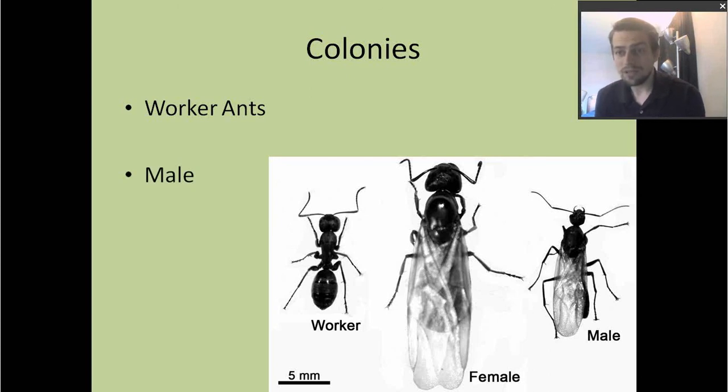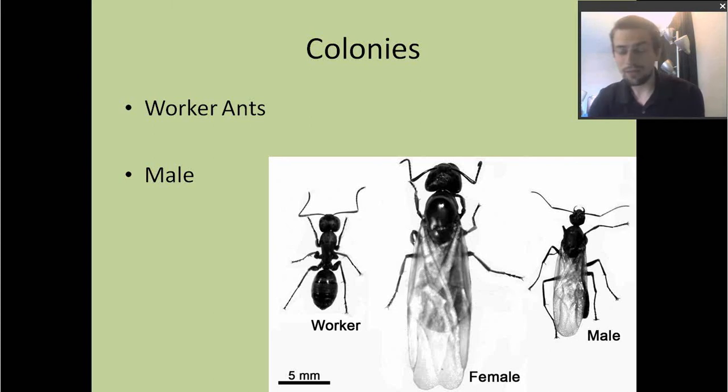The second type are the male ants. Now, the male ants actually do have wings. They're a little bit smaller than the female ants with wings. We'll talk about that in just a second. But their main job in life is to fertilize the female ant. That means basically making it so that her eggs can hatch and have little baby ants. So they help make the baby ants.